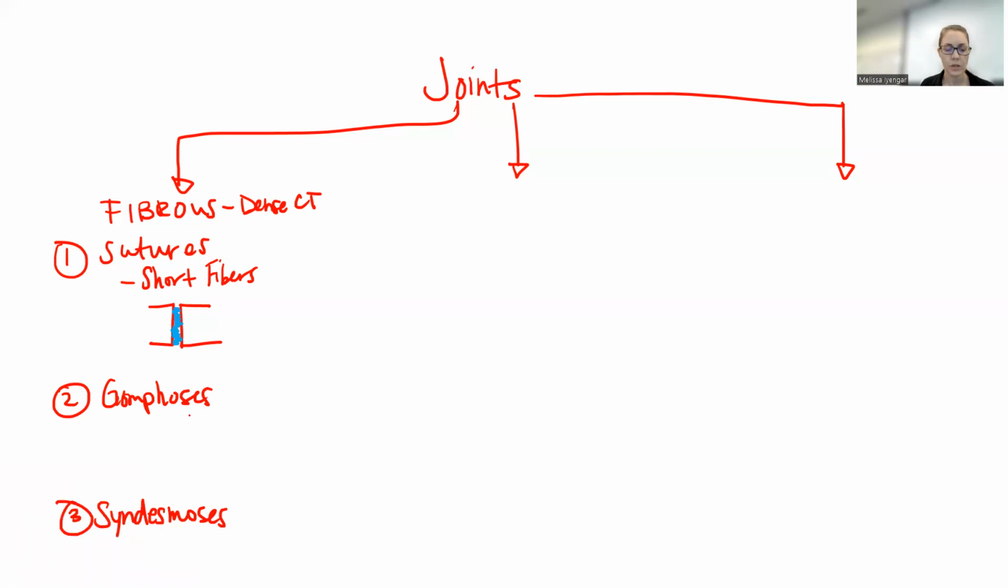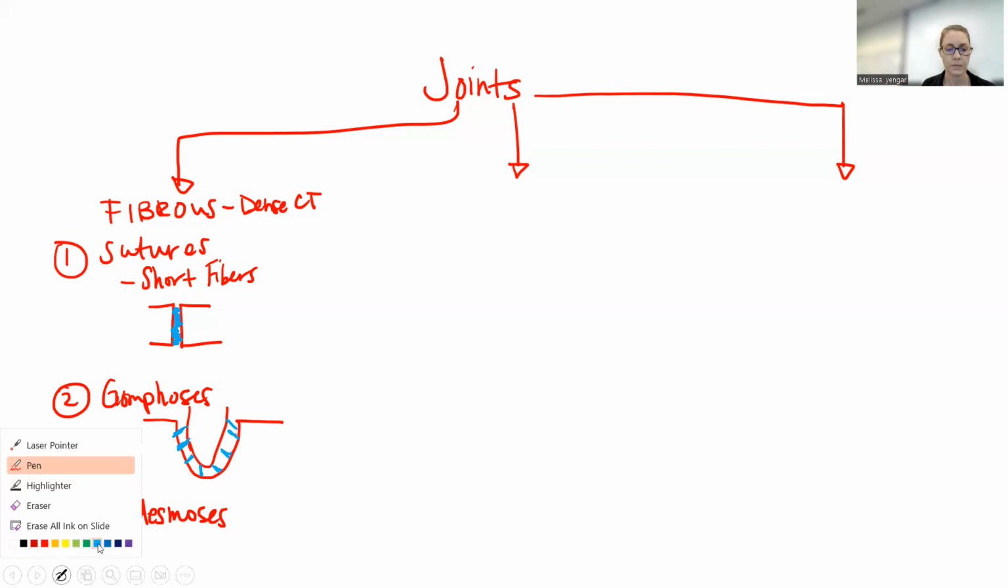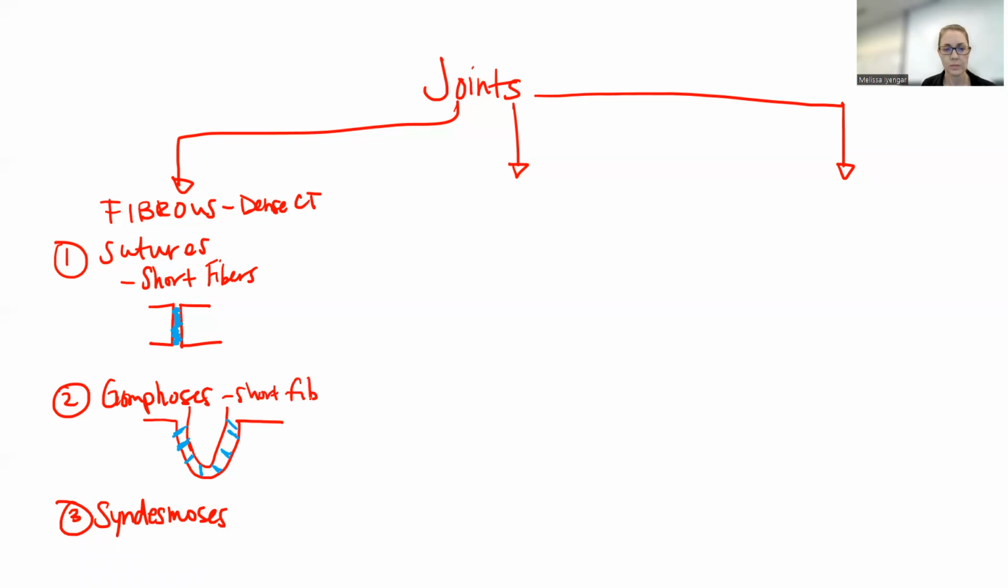Then I could just draw a gomphosis. So gomphosis is going to be a tooth. So there's my tooth that sits in the bone that makes up my upper and my lower jaw. And again, I'm going to have really short or small fibers that basically go from the tooth to the jaw. So again, we're going to say short fibers here. And now you see the difference between the suture and the gomphosis. The suture is not going to be part of the tooth, whereas the gomphosis will be part of the tooth.